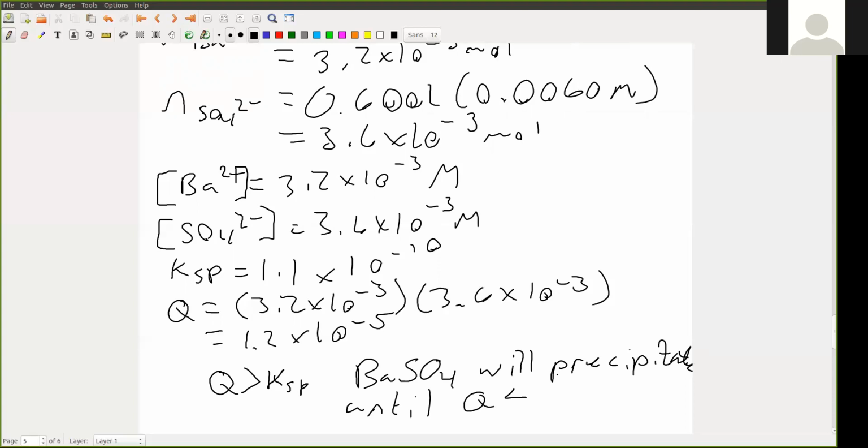So it'll reduce the concentration of both sulfate and barium until such a point that Q is less than or equal to K, at which point it will no longer precipitate.